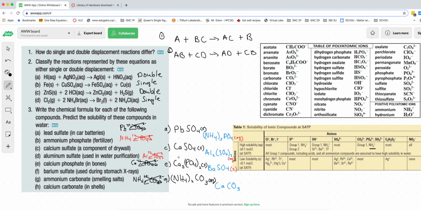Aqueous in solution. And finally, calcium carbonate, pretty straightforward. Calcium being in group 2. Carbonate has a 2 negative charge. According to our polyatomic ion table, crisscross and reduce, and it becomes calcium carbonate. So find carbonate here, and of course calcium is not in group 1. It is not ammonium, so it falls under the most category, which means low solubility, and this is indeed going to be a solid.